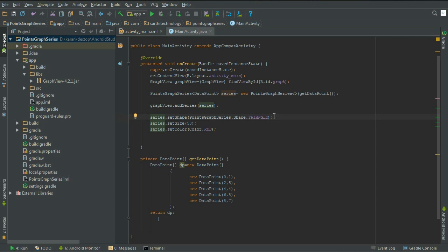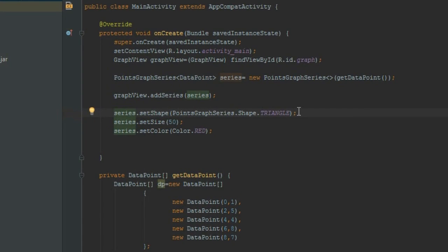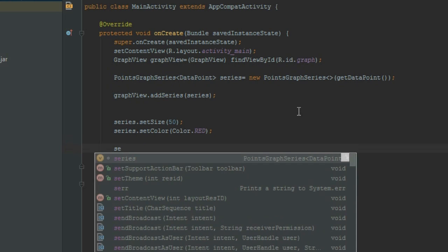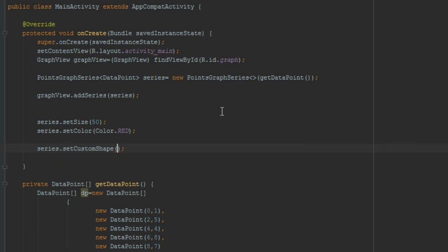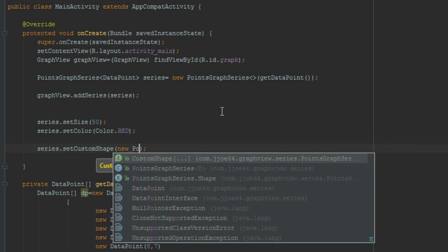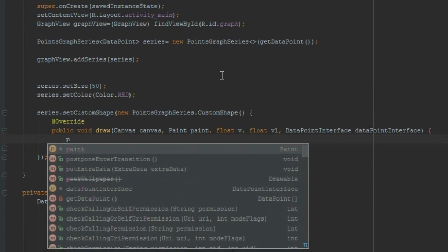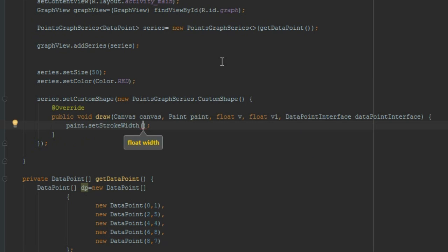This is the same project that we created in the last video. So first of all, let's delete this line because we are going to create our own shapes. Now here, use series.setCustomShape, new PointsGraphSeries.CustomShape, and here first of all set the thickness: paint.setStrokeWidth and provide any number, for example 5.